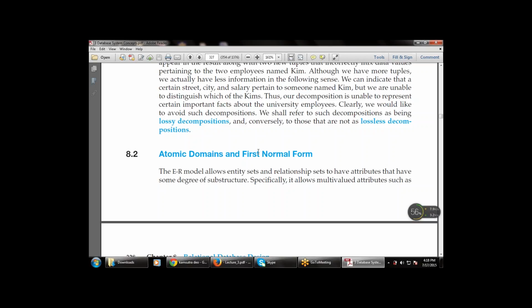Next is the atomic domain and the first normal form. We also discussed the atomic domain and first normal form. The ER model allows entity sets and relationship sets to have attributes that have some degree of structure, so we can also provide some degree of structure in this.